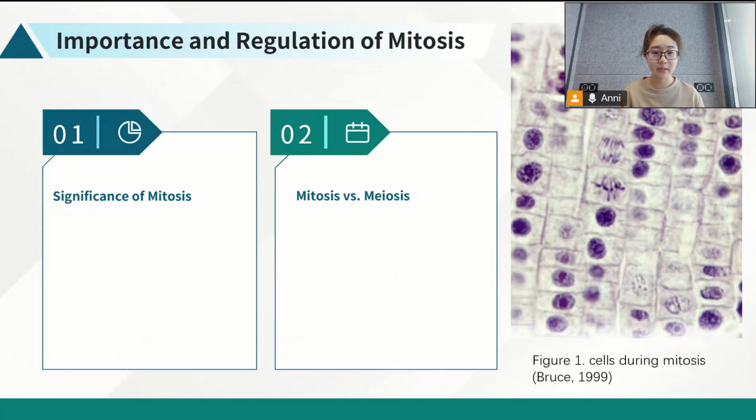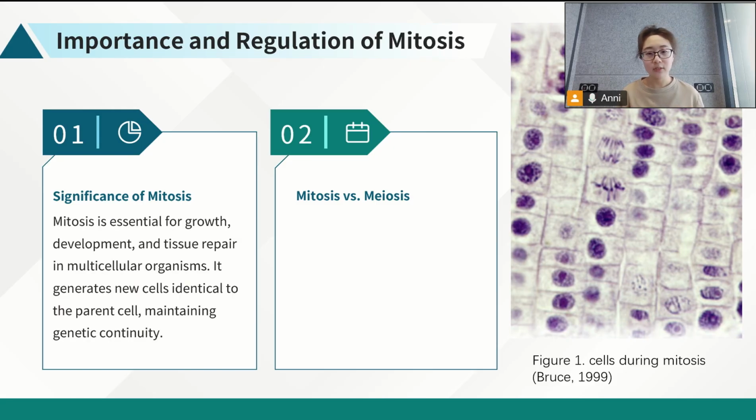First, lecture on mitosis. Before we delve into the mitosis process, I want to talk about the significance of mitosis and the difference between two similar concepts, mitosis and meiosis. Mitosis is essential for growth, development, and tissue repair in multicellular organisms. It generates two cells identical to the parent cell, maintaining genetic continuity.